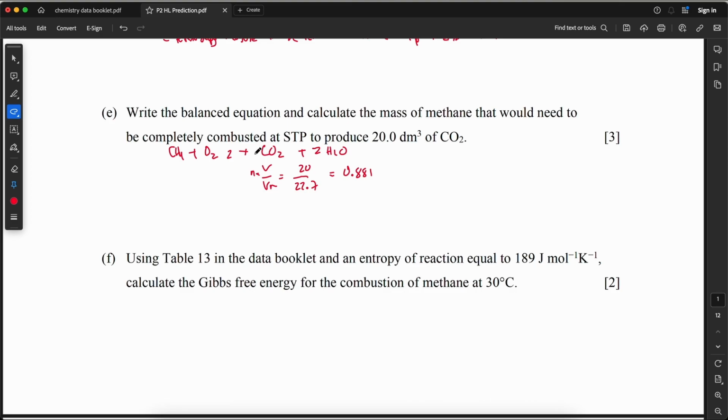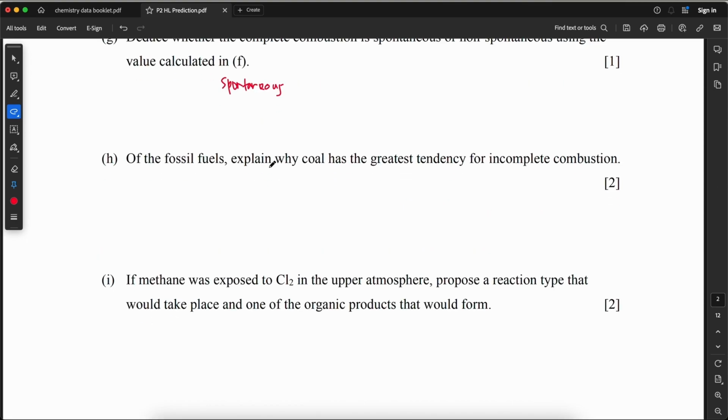And the question is the mass of methane. So for CO2, the coefficient is 1. CH4 is also 1. Therefore, this also equals the moles of CH4. So now calculating the mass would be n times Mr. That would be 0.881 times the molecular mass of methane, which is 16.05. So that would be 14 grams CH4.